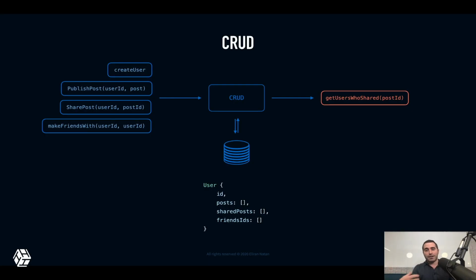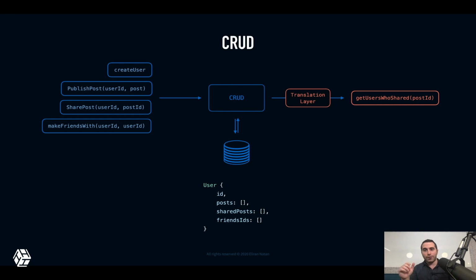So the first try is to use the CRUD architecture, which is basically a pattern in which we just save structures into the database. So if we want to create a user or publish a post or share a post or make friends with someone, then we just fetch the corresponding user from the database, adjust the structure, and then save it back in the database.